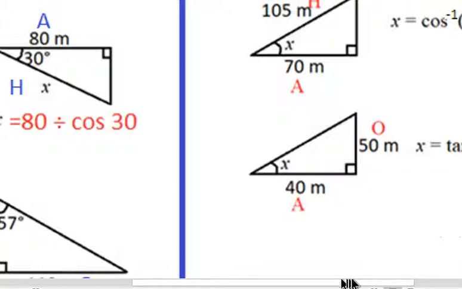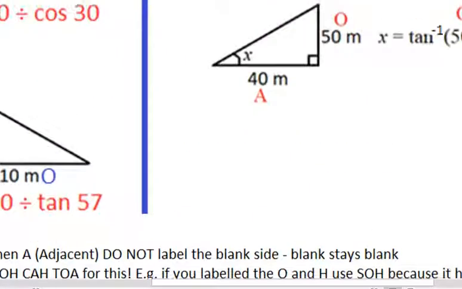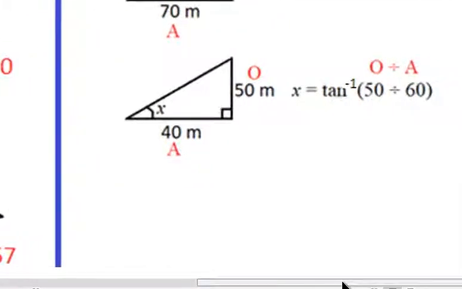So we have O and A, and what we do next is we've got TOA. When we've got O and A, we've labelled O and A. No H, we didn't label any H, just O and A. Right here we've got the T in front of that, so we know we're going to use tan. So go back to this here, and we know we're going to use tan because we've got O and A, TOA.